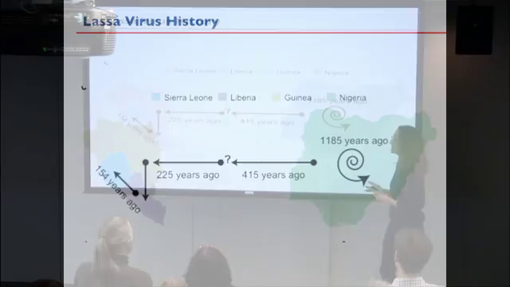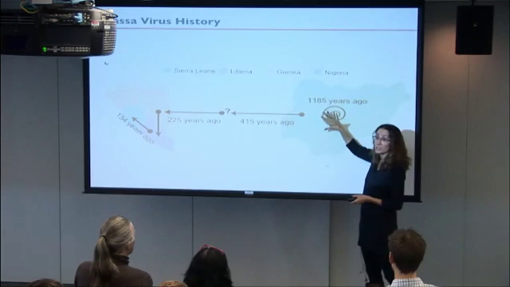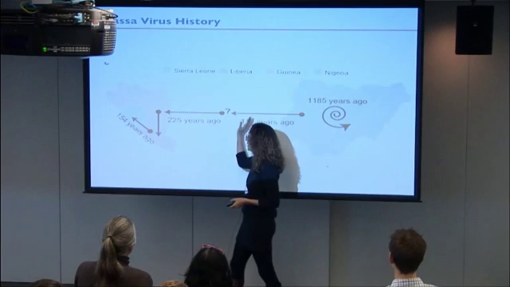We looked at the data, and it looks like the virus is over a millennium old. It's at least about 1,200 years old, circulating in Nigeria, and seems to have spread out of Nigeria into the rest of West Africa within the last few hundred years, and actually entered Sierra Leone likely around 150 years ago.